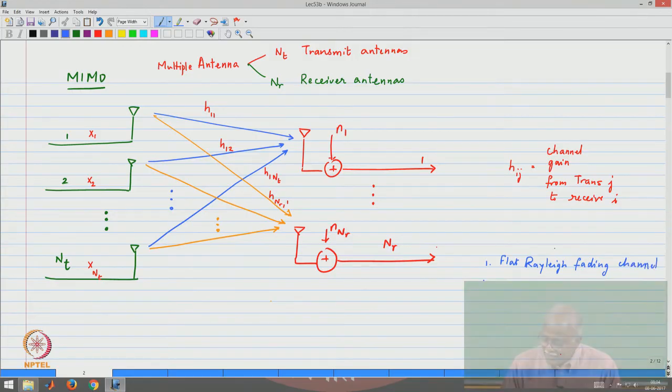We have also made another assumption that it is a rich scattering environment. A rich scattering environment is one in which, because of the multiplicity of objects that create the reflections, these channel coefficients are all independent of each other. So, they are independent and identically distributed complex Gaussians. This is also a very important element of our analysis of the MIMO system.